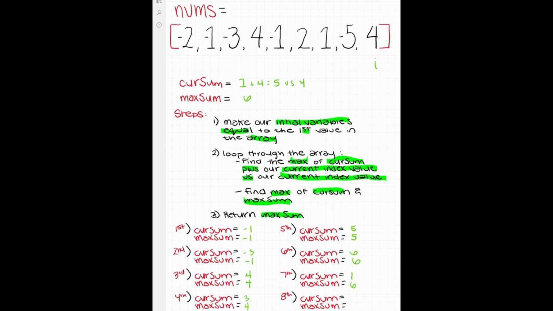So 5 versus 4, we know that 5 is bigger, so we keep it. And then 6 versus 5, what's bigger? We know 6 is bigger, so it's 5 and 6. And 6, because we're done looping through the array, is our maximum sum, and we are done.